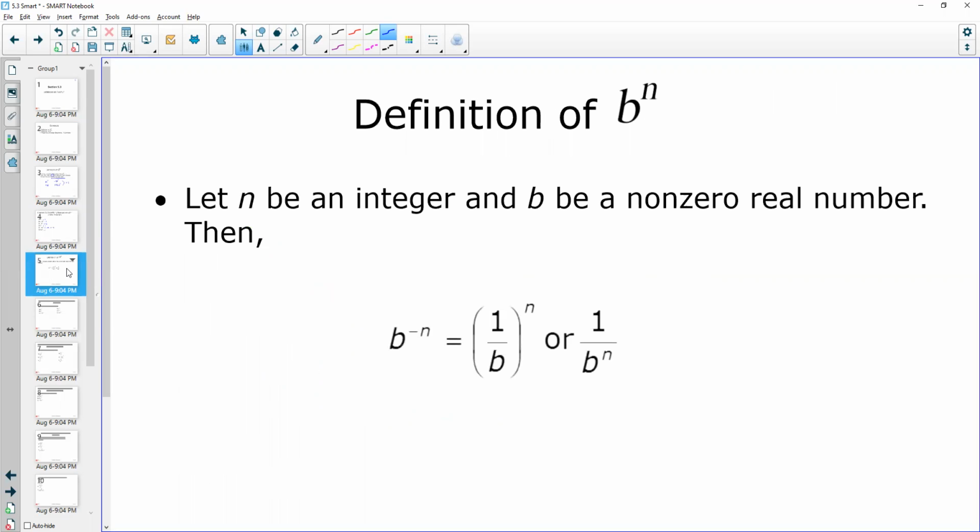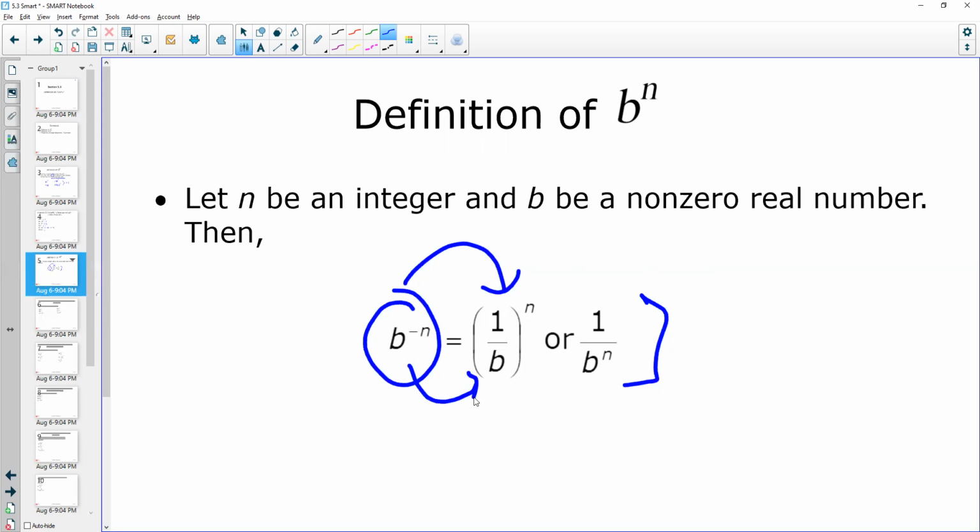This is the trick, this one. So if n is an integer and b is a non-zero number, so like a regular real number, then the definition of b to the power of negative n is 1 over b to the power of n, or 1 over b to the n. Negative in an exponent does not mean it's a negative number. Negative in an exponent says flip. Okay, it means take the reciprocal, flip it into the bottom part of the fraction.